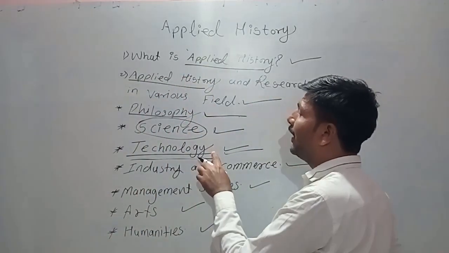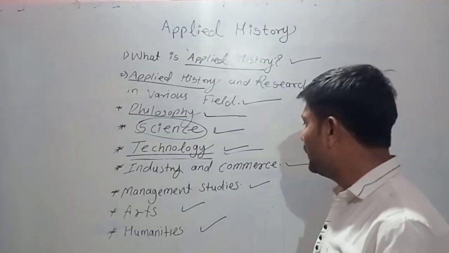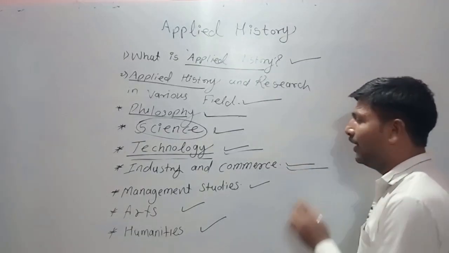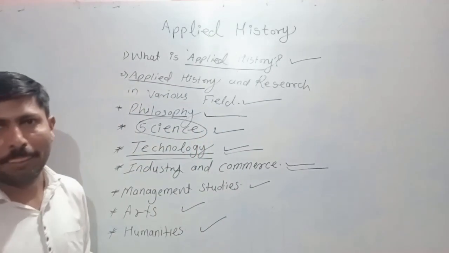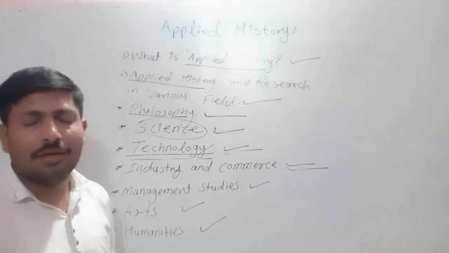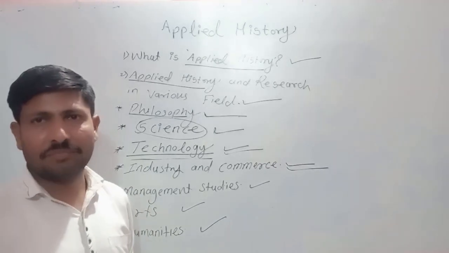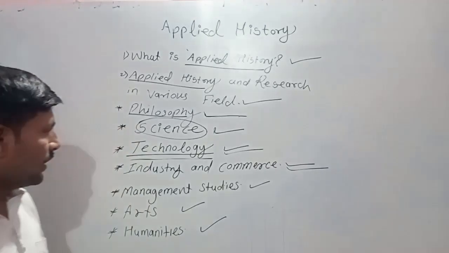It means that applied history for the technology. Next is industry and commerce. In early time, as we all know, the barter system existed. Barter system means to exchange things. That is a barter system.